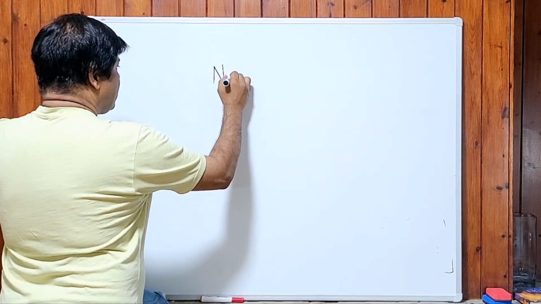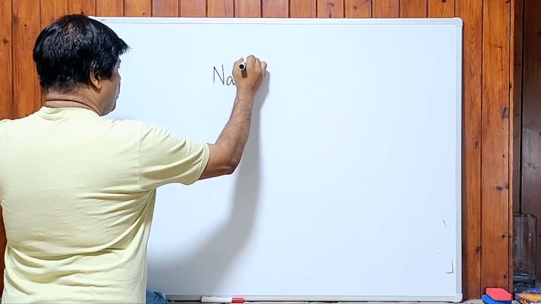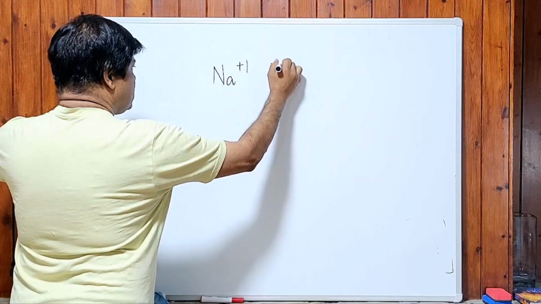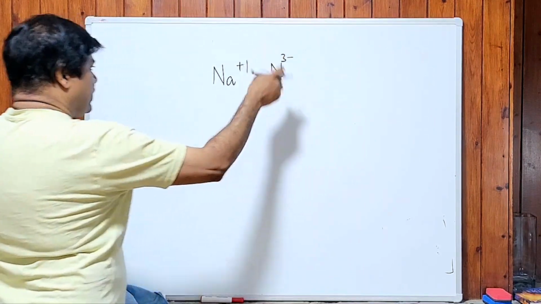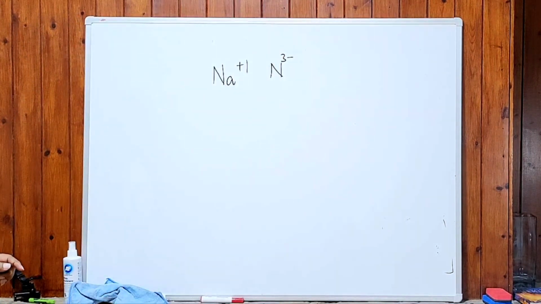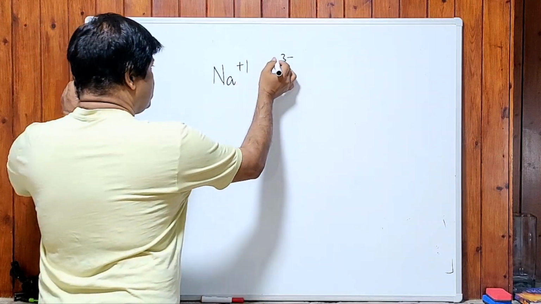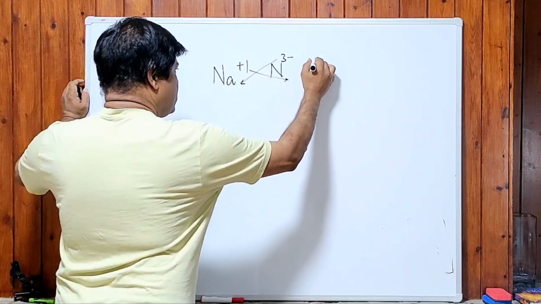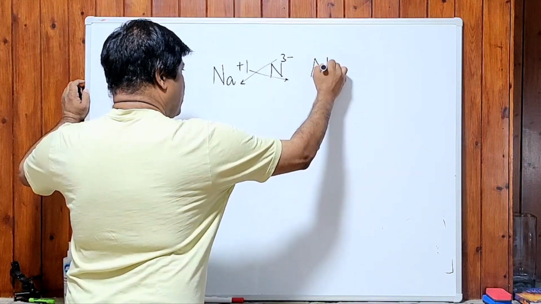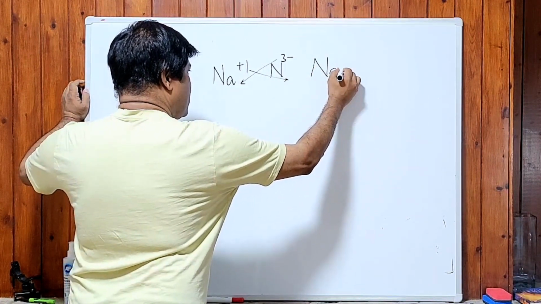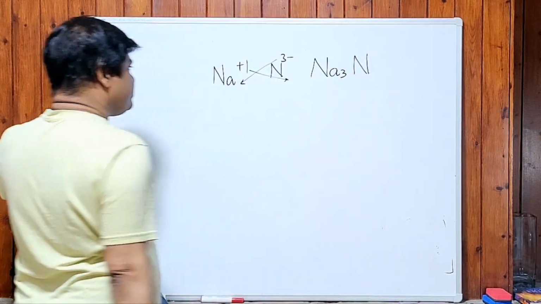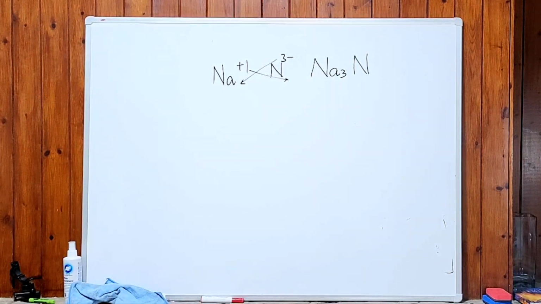Na+, because it lost 1 electron. Nitrogen gains 3 electrons to get 8 electrons in its valence shell. So move 3 to this side and 1 to this side. So the formula of sodium nitride is Na3N. So we need 3 sodium and 1 nitrogen.